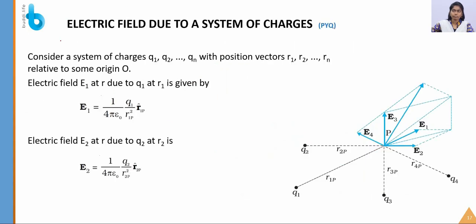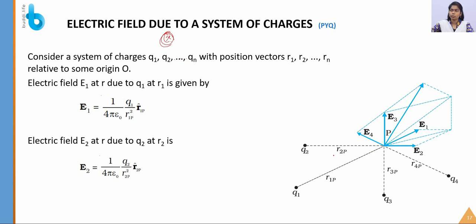Okay students, let's move on to the next topic, which is the electric field due to a system of charges. It is a topic which is asked in previous year questions, so very important. Listen carefully. First we have to consider a system of charges Q1, Q2, until Qn. So let us see this diagram.